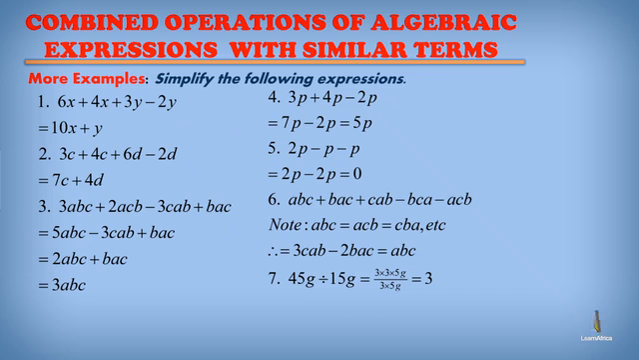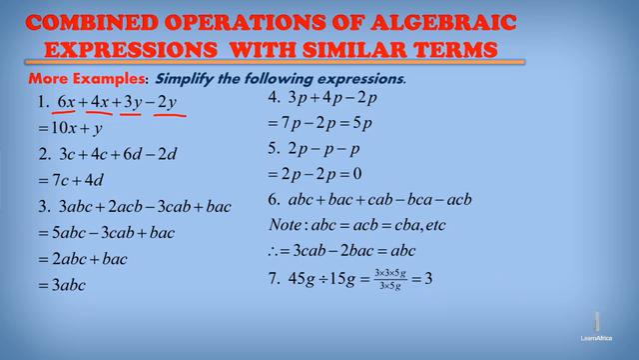All right. Now we have combined operations of algebraic expression with similar terms. Here we have more examples. We've had examples, but this is a combination of what we've had. Both the positive and the negative operations are involved in what we have here. The example says simplify the following expressions. Here we have 6x plus 4x plus 3y minus 2y.